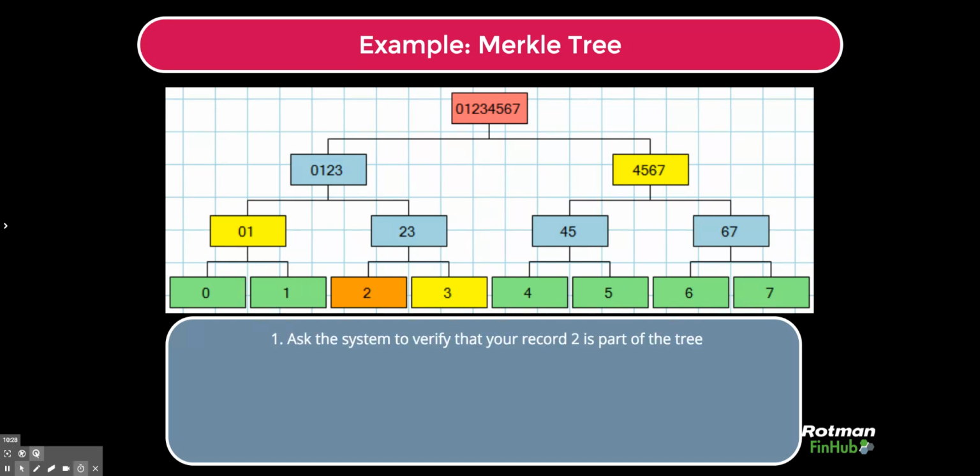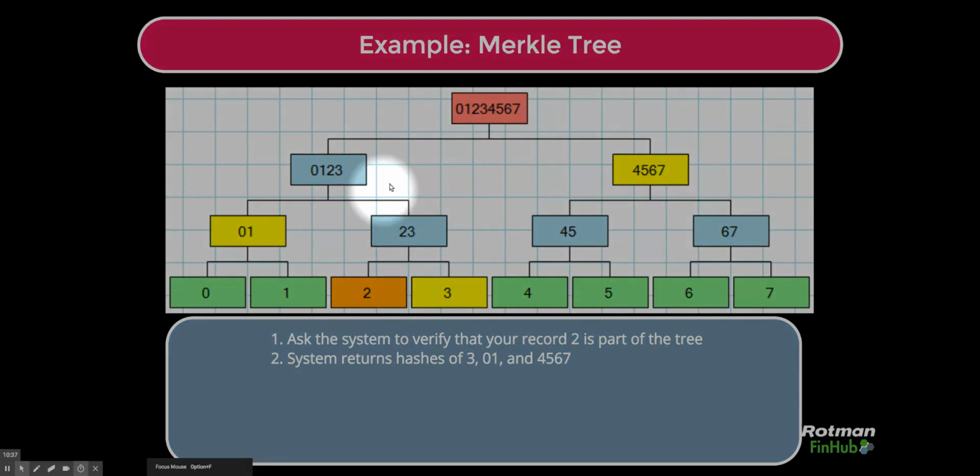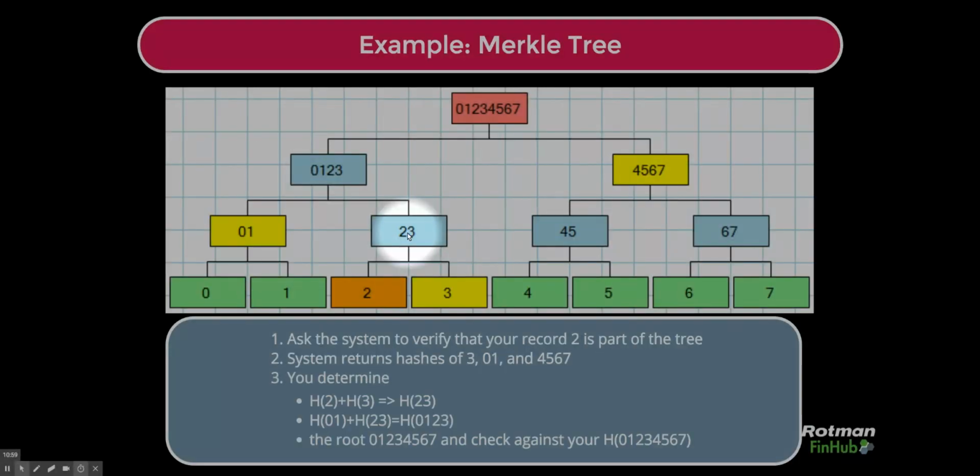Namely, they return the hashes of, and now I'm going to use the pointer here, the hashes of 4, 5, 6, 7. They give you the hashes of 0, 1, and they give you the hash of 3. Now, why would they be doing this? Well, the first thing that you do is when you have the hash of number 2, and you look at the hash of number 3, which is given to you, you can combine the two hashes together and then compute the hash of 2 and 3.